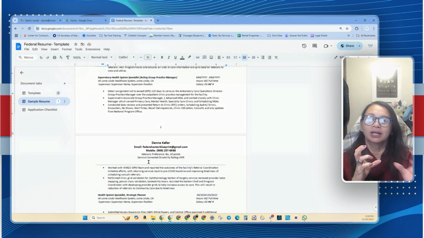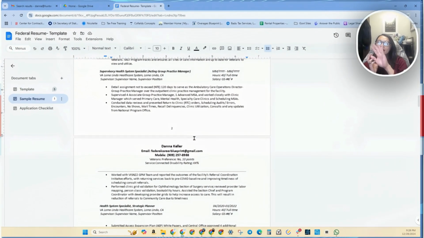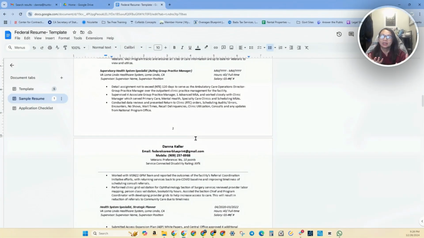So even if it's a short period of time, go ahead and put that in there to let them know, like this one is specifically just a 120-day detail. And then this is the actual job position that I have that was permanent, but then I put the snippet of the detail in there, because when I am reviewing resumes, it shows me flexibility. It shows me the ability to shift from one role to another. And especially this one was a supervisory position, so it shows me leadership skills.